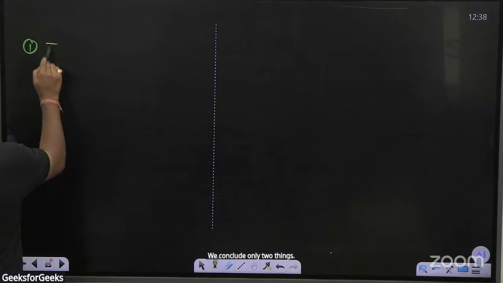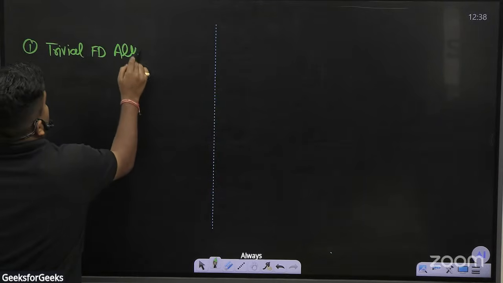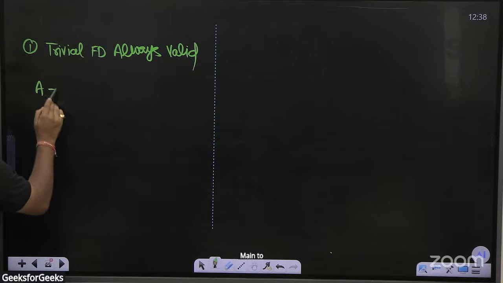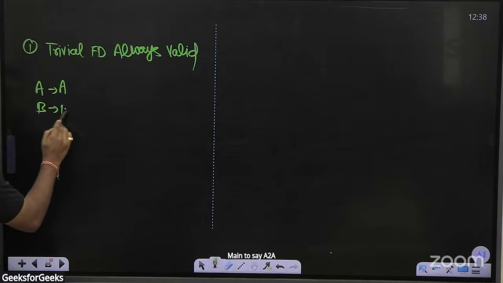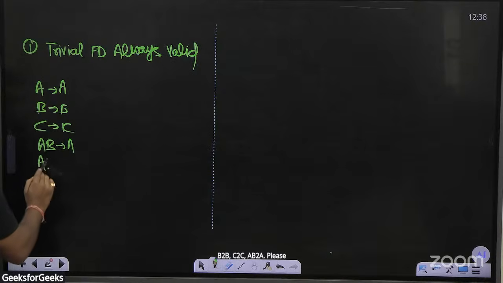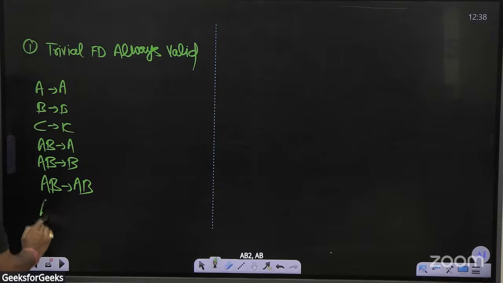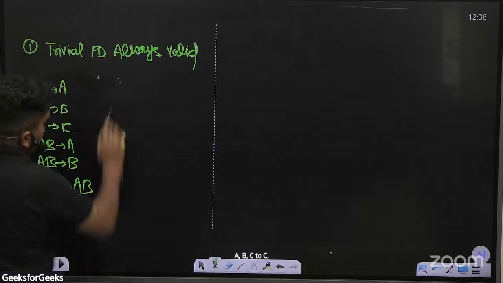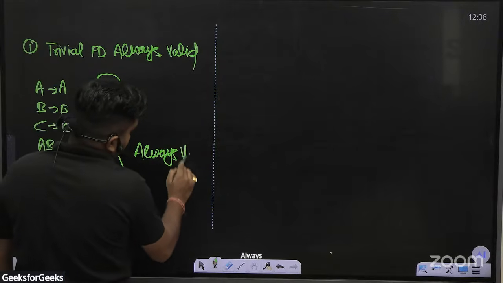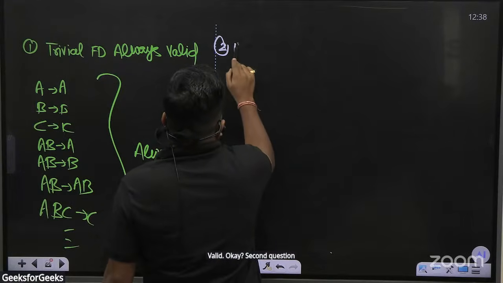First, trivial FD always valid. Always means A to A, B to B, C to C, AB to A, AB to B, AB to AB, ABC to C. Always valid.